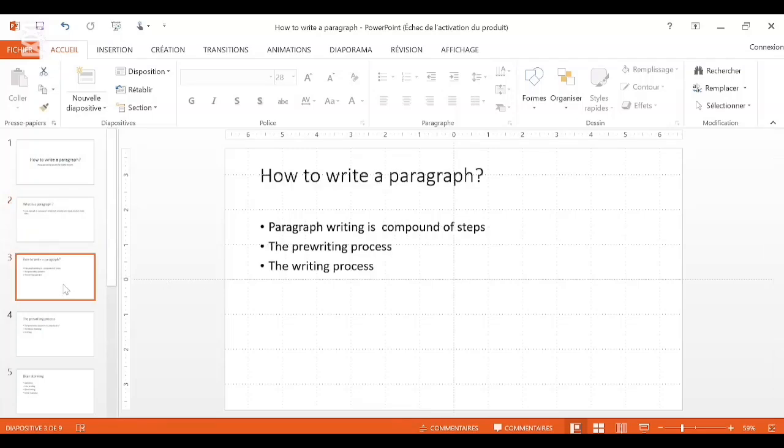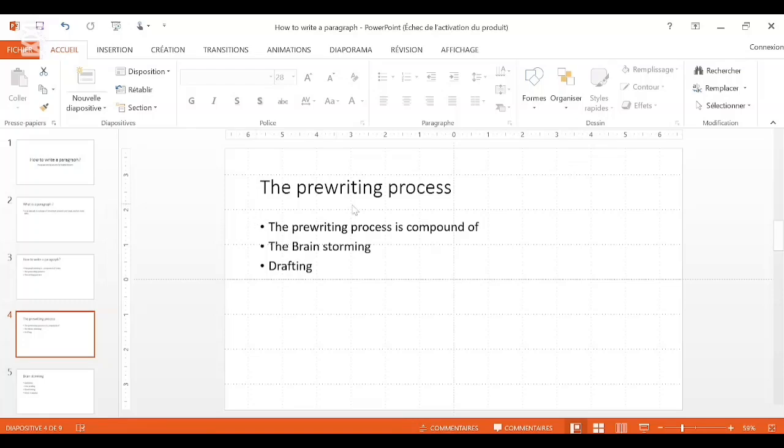Then we move to the next step, how to write a paragraph. When writing a paragraph, we have to follow two major steps. The pre-writing process. Paragraph writing is a compound of steps. What does it mean? It means that we have to follow some specific steps so as to lead to a perfect paragraph. So we will start with the pre-writing process. As you can guess, the pre-writing process is those steps you need to follow before starting to write.